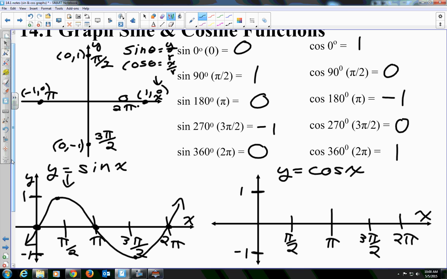Okay, so let's plot those points. I have 0, 1, pi over 2, 0, pi, negative 1, 3 pi over 2, 0, 2 pi, 1. Now we're going to connect the dots, but be a little bit careful with this. When you put your arrows on, remember that this is the highest point it goes. So I'm going to start by making sure it looks like it's going to go down.